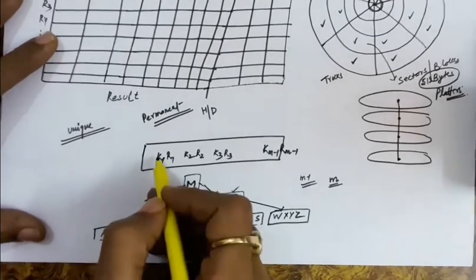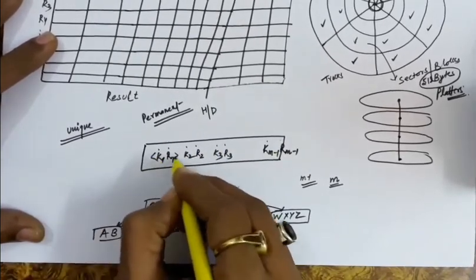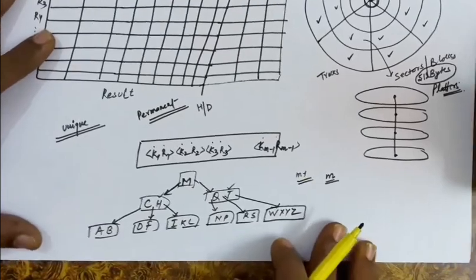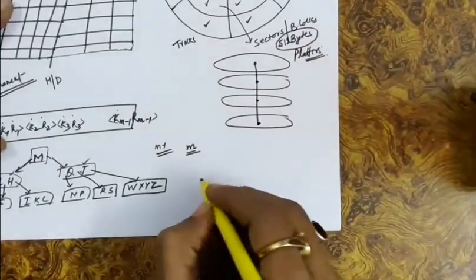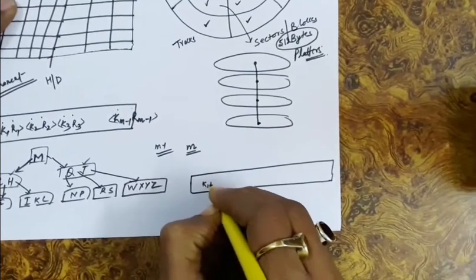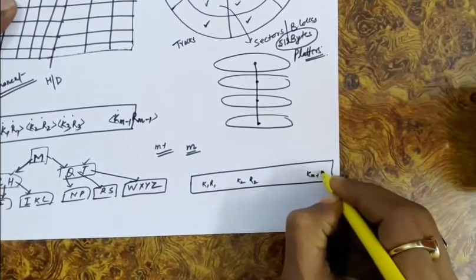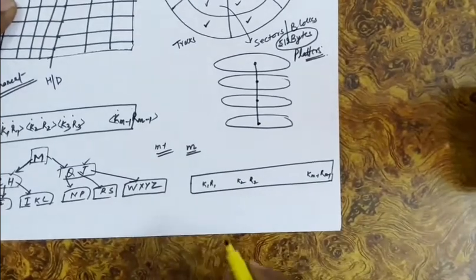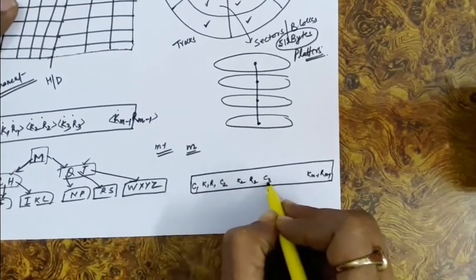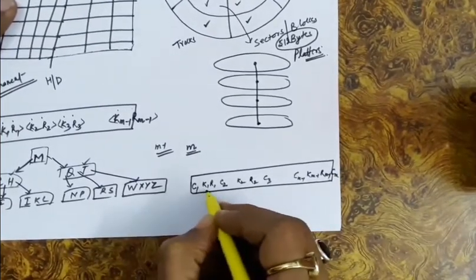So in the BTree node, we are storing the key value and record address pair. Key value, record address, key value, record address. Let's put each pair in angle brackets. Now we need to store the addresses of the children also. So: key value, record address, key value, record address, key value, record address. Alongside, the child node addresses C1, C2, C3, up to CM-1, and finally CM.